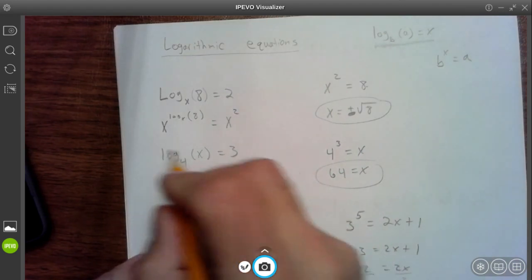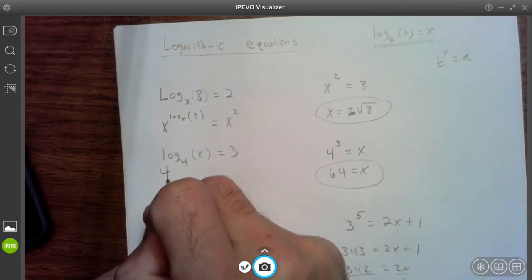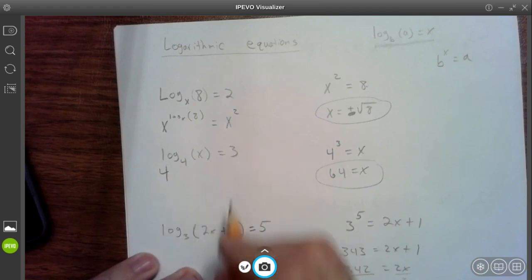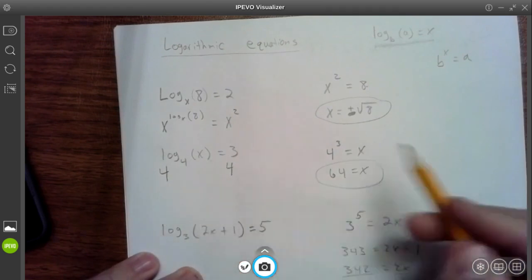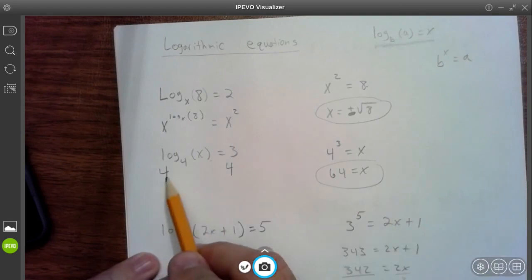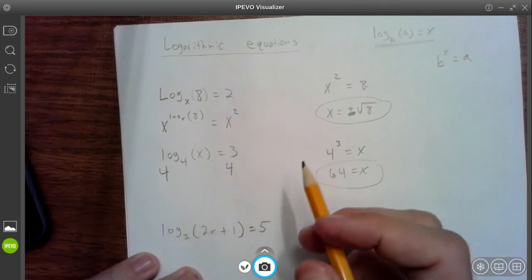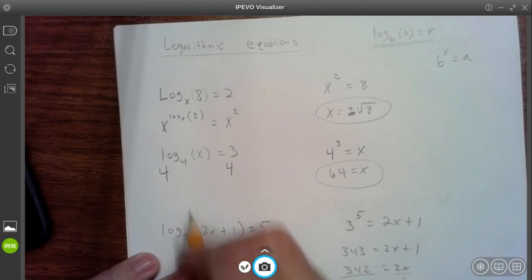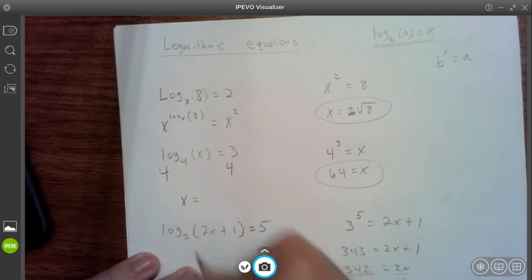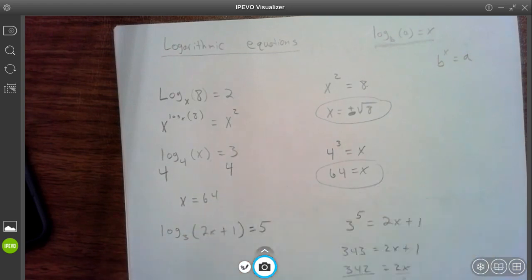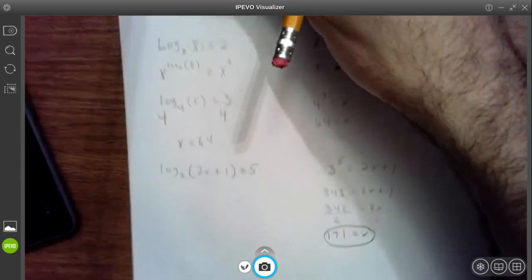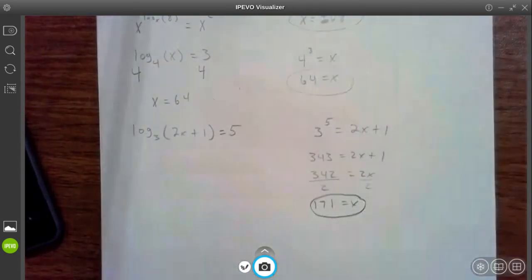So what I would do for this one is I would do 4 to the power of all this stuff and 4 to the power of 3. The 4 and the log base 4 are going to undo each other. They're inverses. And so you get x equals 4 to the power of 3, which was 64. This is going to be a more common way that you see people solve logarithmic equations. They're going to exponentiate both sides.